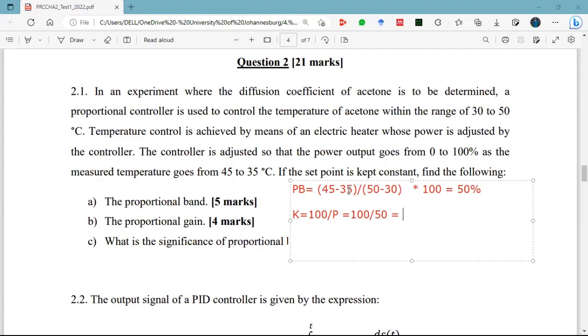With regards to what other people were asking, why do we come and say it's equal to 100 over 50, instead of saying 50%? Just like they said in your notes, PB is always represented in percentage. That simply means that you always take the percentage value that you calculated as it is, not 50 over 100. It's 50 as it is, not 50%.